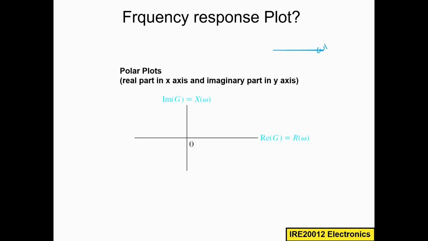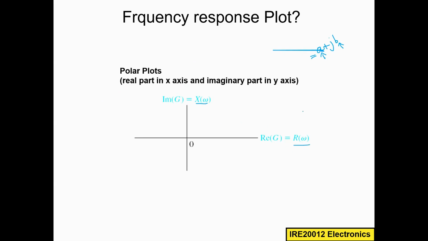So A plus jB, this is one signal. This A is called the real part, B is called the imaginary part. The real part is on the x-axis and the imaginary part is on the y-axis. So here you can see the imaginary part is on the y-axis and the real part is on the x-axis.